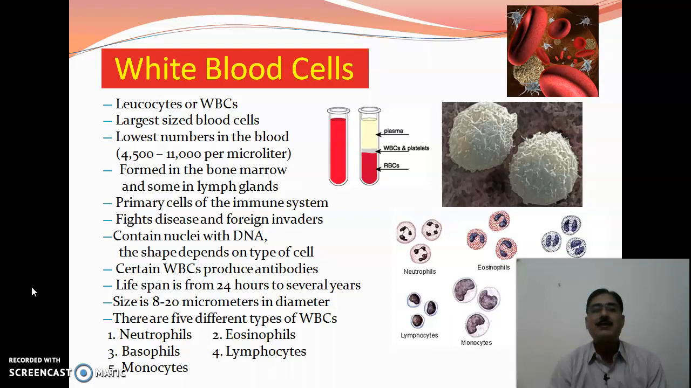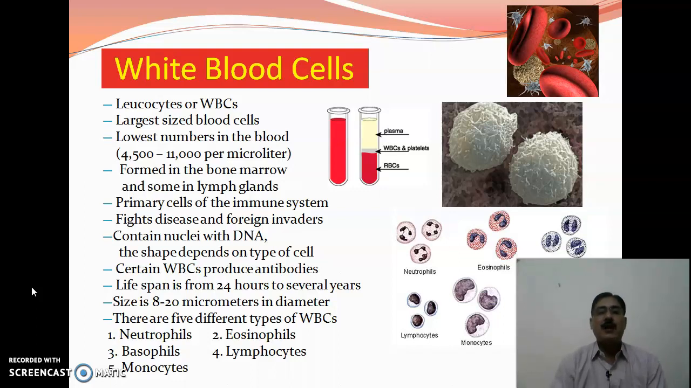They contain nuclei with DNA, and the shape depends upon the type of cell. It means the shape of the nucleus varies from type of leukocyte to type of leukocyte. Certain WBCs produce antibodies, and such WBCs are basically plasma cells, which are the B lymphocytes. Their lifespan is from 24 hours to several years, and size varies from 8 to 20 micrometers in diameter.